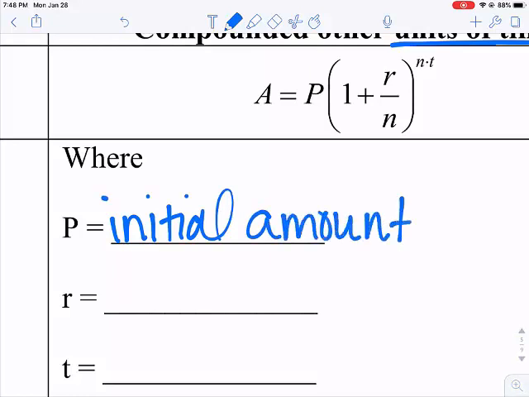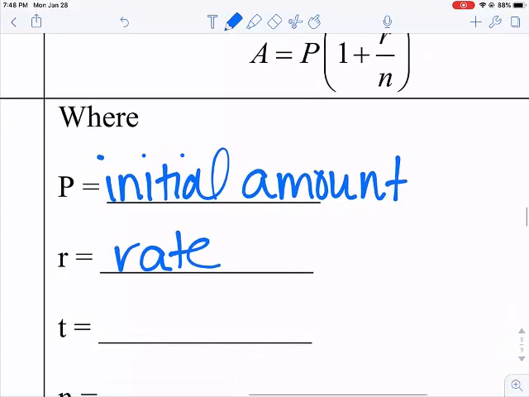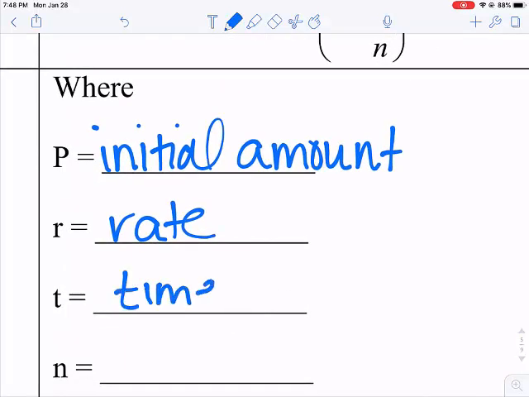Again, if I walk to the bank and I say, here I have $1,000 I'd like to put in an account, I'd like to save it, so that's your initial amount. R is again the rate, we're going to turn into a decimal. T is time, typically done in years.